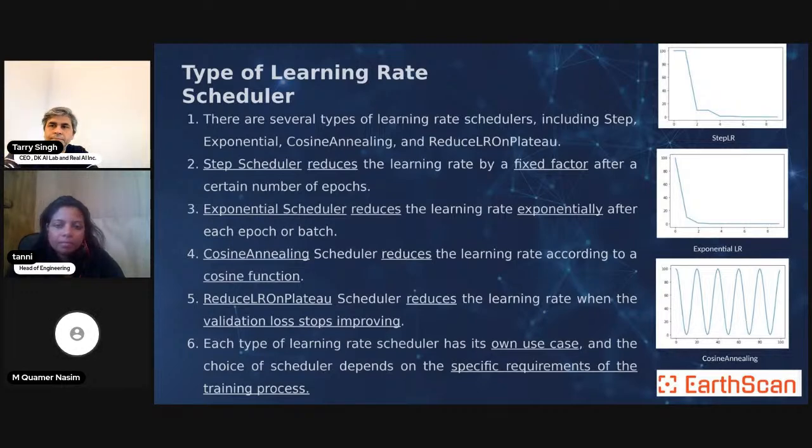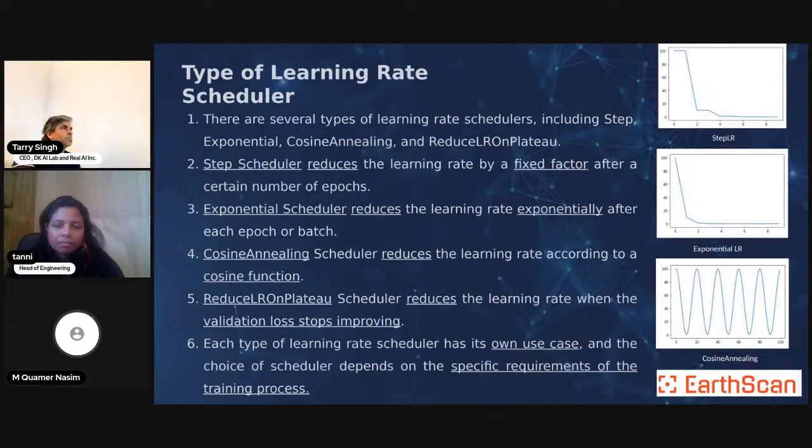And the exponential scheduler again decreases the learning rate, but in an exponential fashion instead of the fixed factor that is used in a step scheduler. And in cosine annealing, it reduces the learning rate according to the cosine function instead of simply using the step learning rate or exponential rate.